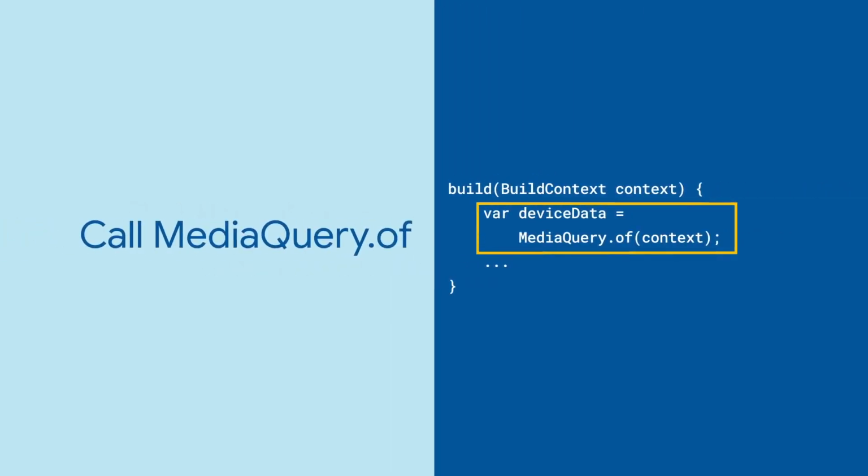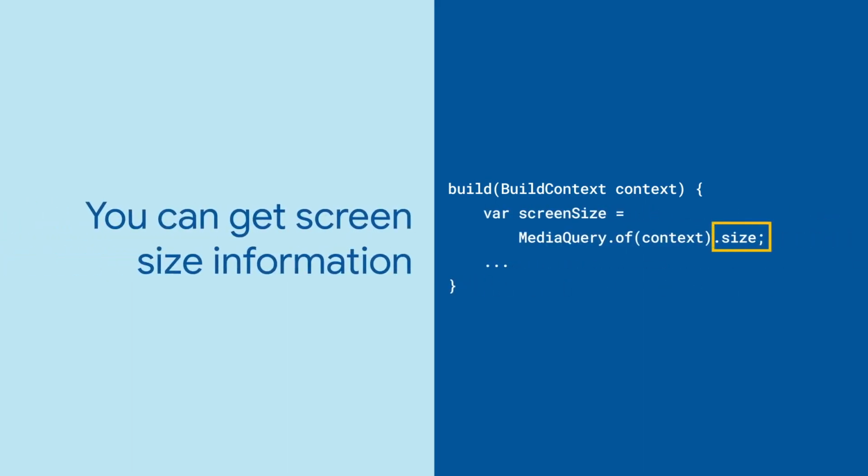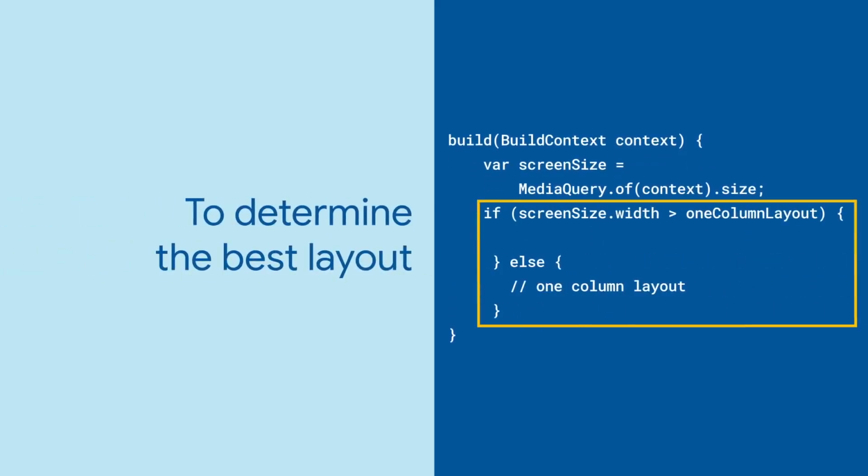In practice, MediaQuery is always there. You just access it by calling MediaQuery.of in your build method. From there, you can look up all sorts of interesting information about the device you're running on, like the size of the screen, and build your layout accordingly.